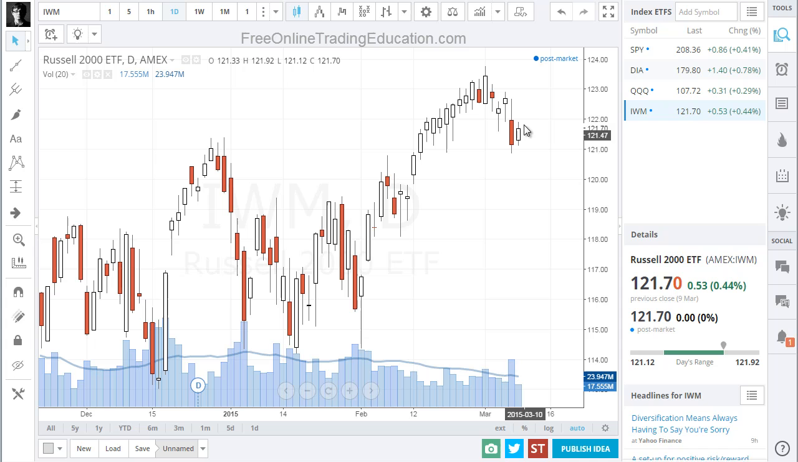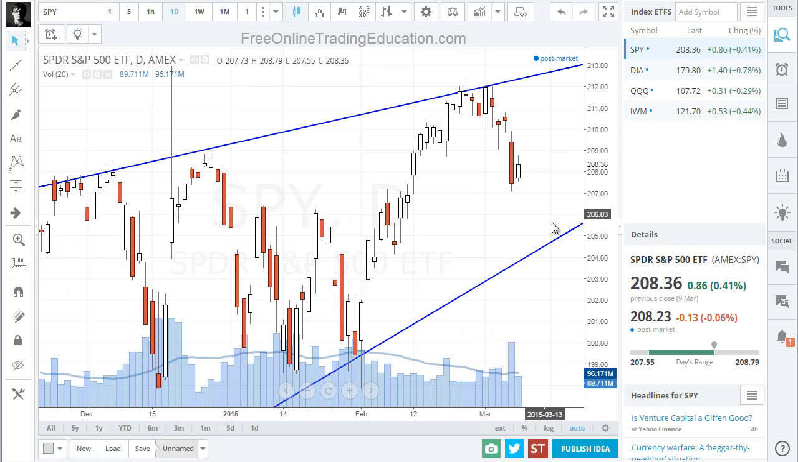So I'm expecting if we can make a new higher high on these ETFs tomorrow, we should see follow through to the upside. But if not, it's going to have a hard time keeping from dropping back to the trend line that we see on the Spiders. I could certainly see this happening, big red drop here taking place.